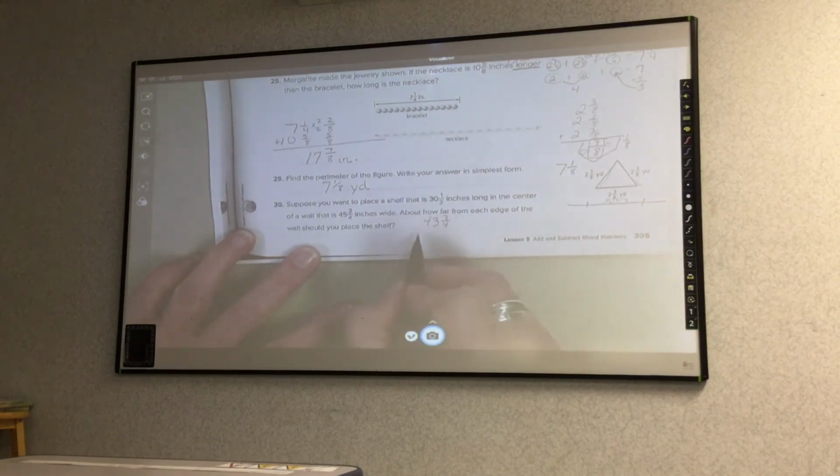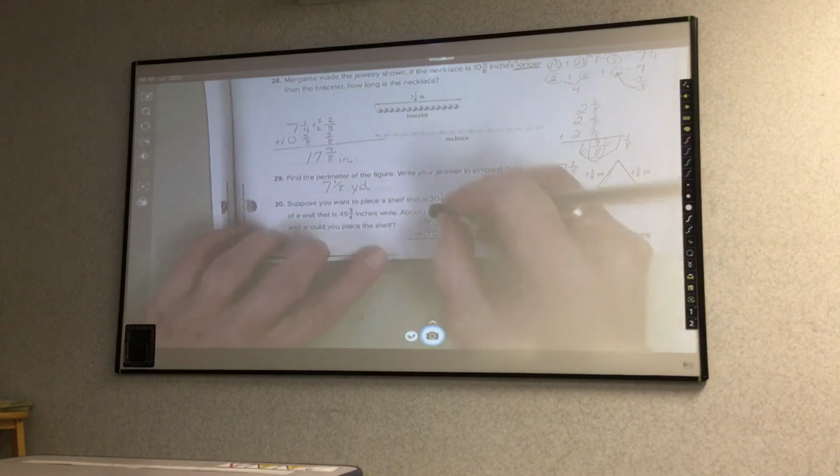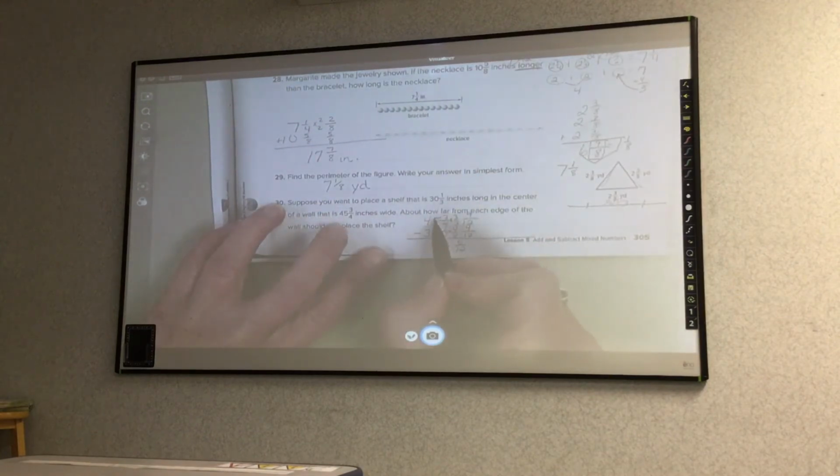So I take the 43 3/4 minus the 30 1/3. My common denominator is going to be 12. Take that times 3. So I have 9/12. Take this times 4. So 9 minus 4 is 5/12, and 43 minus 30 is 13. Let me make sure. Oh, that should be 45. Sorry, I copied it wrong. So it should be 15 and 5/12.